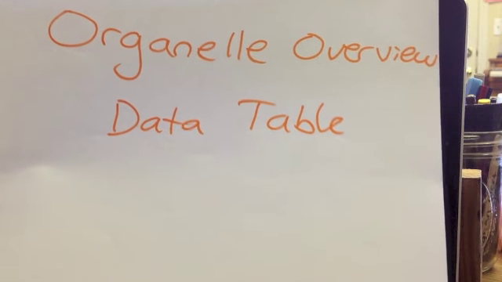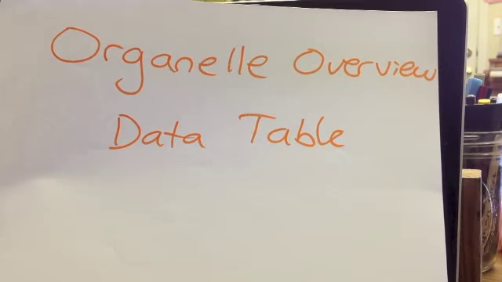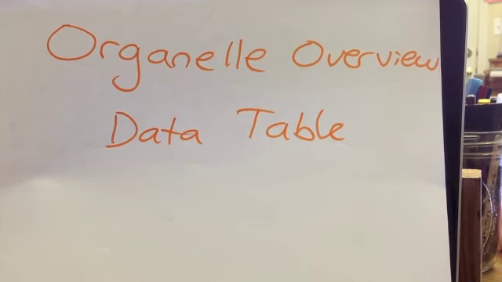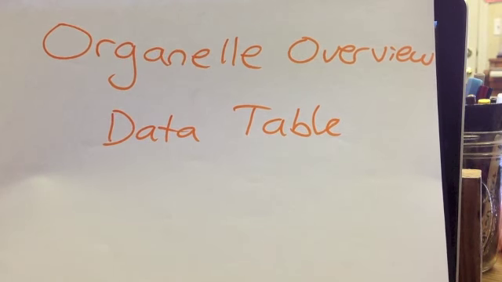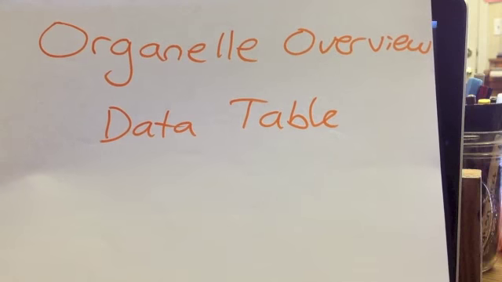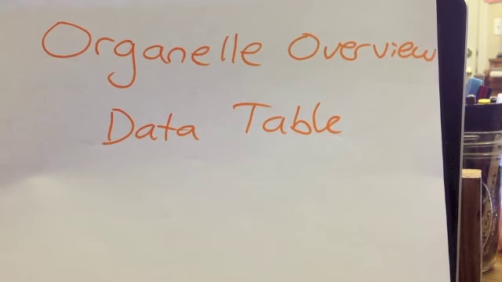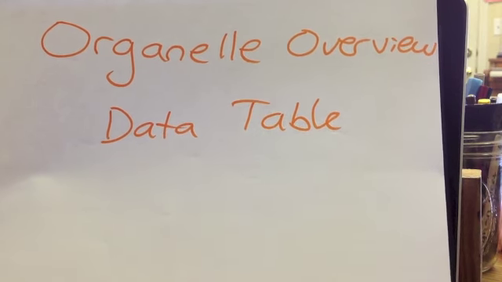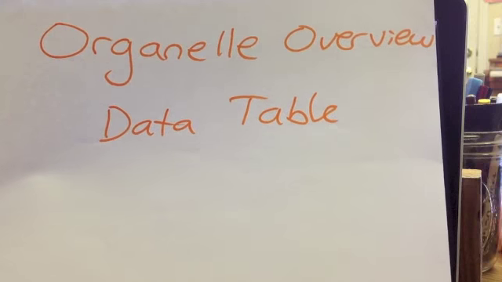All right, 7th and 8th grade science students, this is the organelle overview data table. We're going to go through the steps that you need to accomplish in order to fill out this really useful summary tool that's going to give you an idea of what each of the organelles does and how they function together to make your cells work in your body right now.